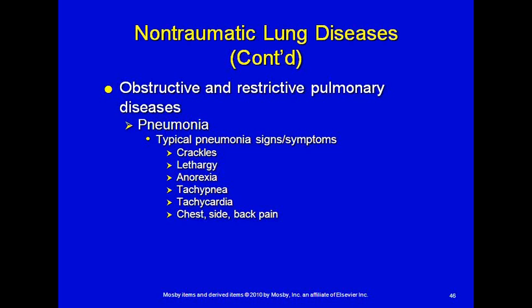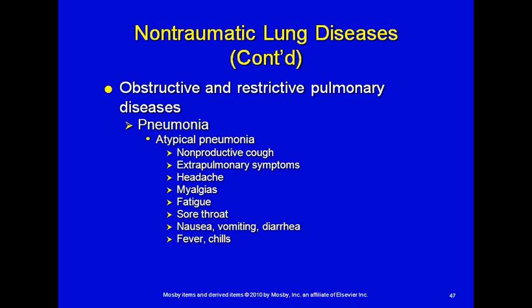The patient's going to be lethargic because they're not exchanging oxygen, so they don't have a lot of oxygen to make energy. They're not going to feel like eating. Their heart rate's going to be up. Their breathing's going to be up. And they may have pain on that side of the chest where the pneumonia is, and also the back.